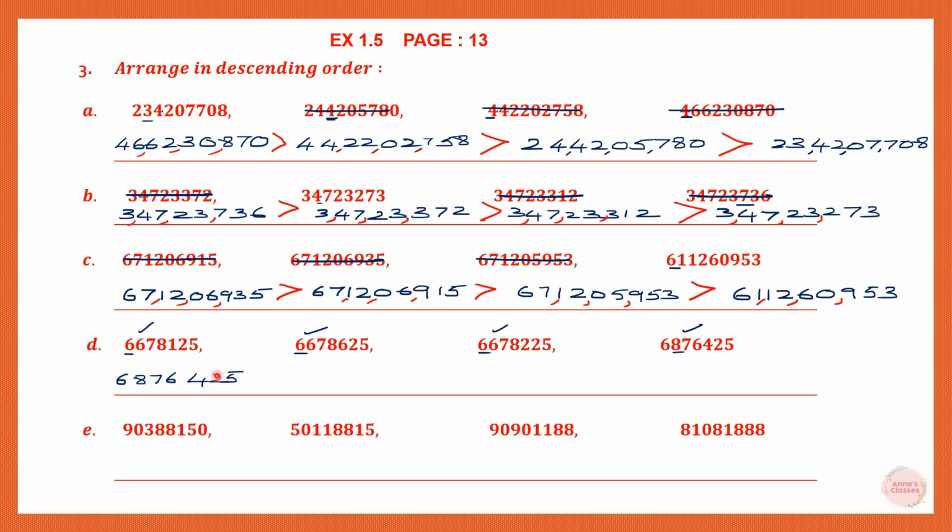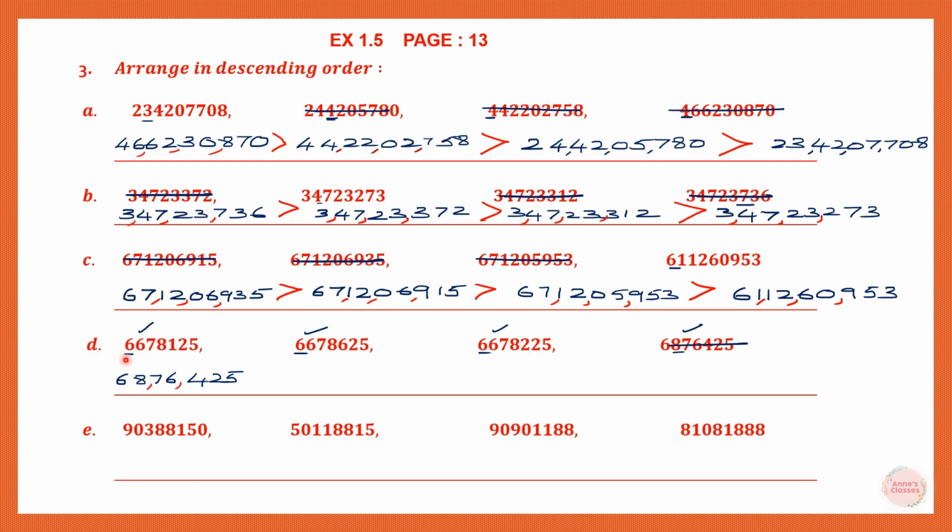Now let's place the commas. Ones, tens, hundreds. Here the comma will come. Thousands, 10,000s. Here another comma. So let's put that. Now let's read 68 lakh, 76,425. So we finished with this. Now let's look at the other three numbers.